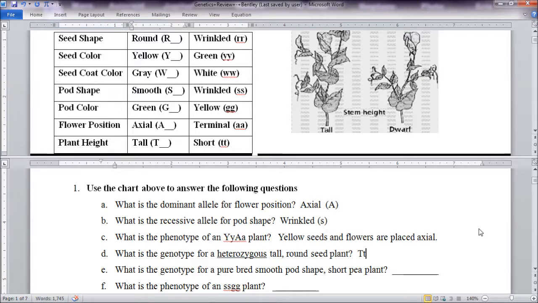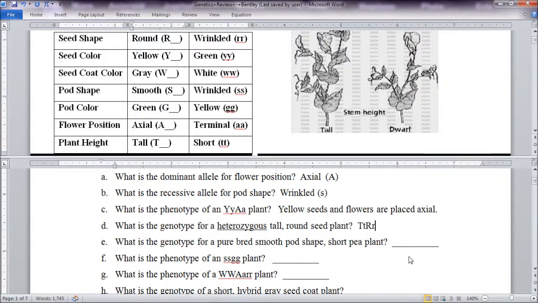And a round seed plant could be capital R, either lowercase r or capital R, but we're going to stick with heterozygousness, so capital R, lowercase r.